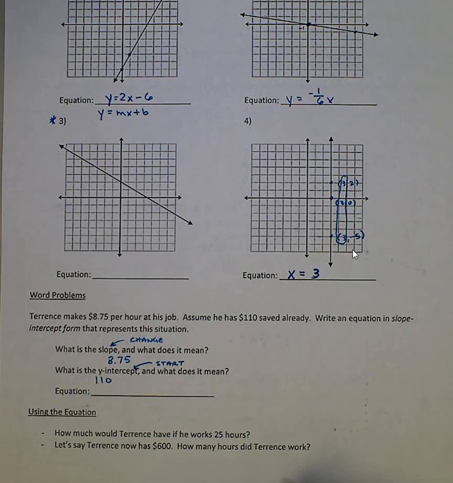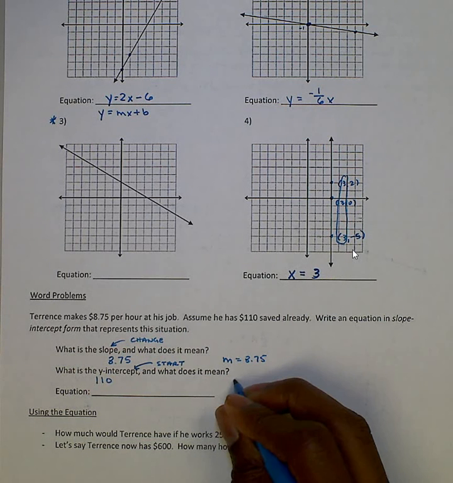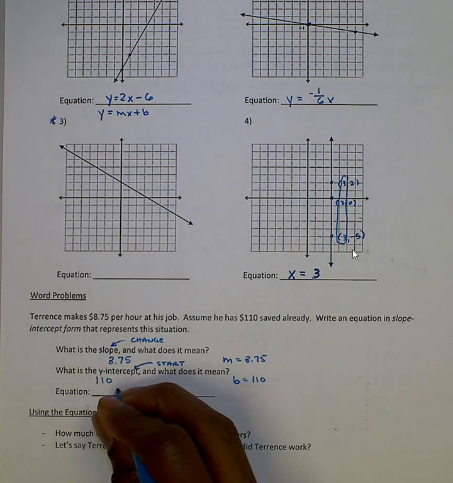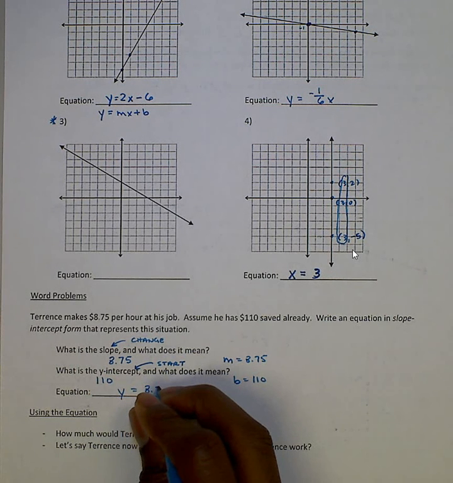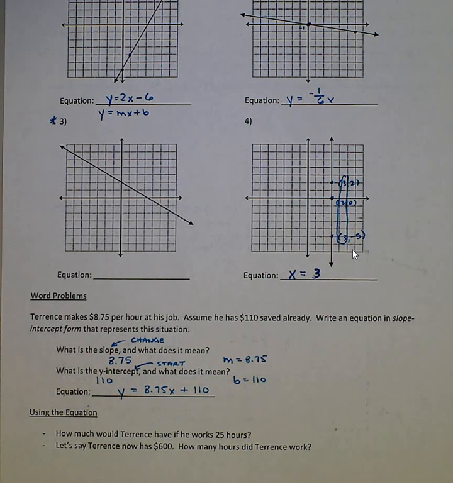And so since we know that slope is 8.75, and y-intercept is 110, we can write the equation of this line. Y equals 8.75x plus 110. Okay, and this is nice because we can use this equation. Okay, let's say that Terrence works 25 hours. How much would Terrence have if he worked 25 hours?